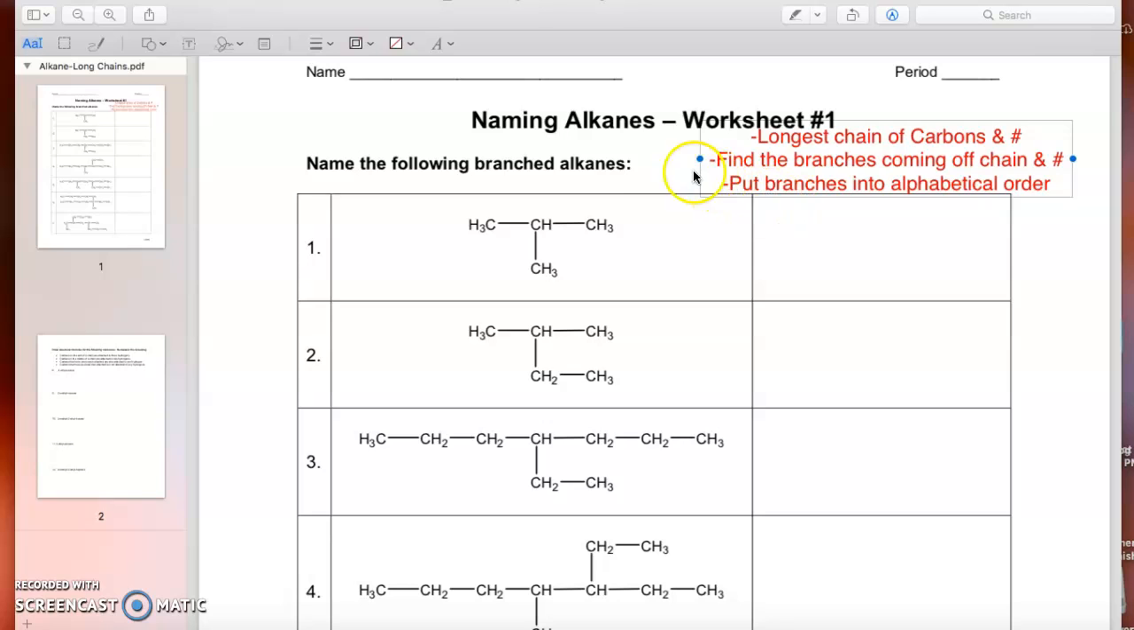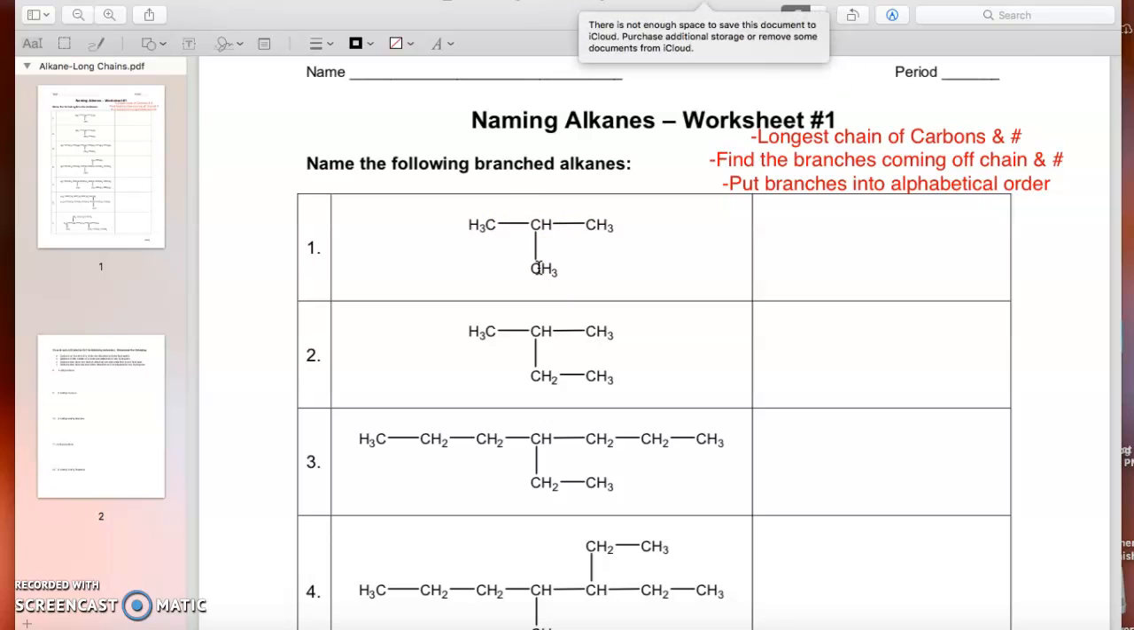All right, so we need to find the longest chain of carbons. I'm going to do it with a highlighter. So let's see. The first chain I can have is 1, 2, 3 carbons here, or I can do 1, 2, 3 carbons here. So for this first one, it doesn't matter which way I go, I can have 3 carbons either way. So let's just highlight these first 3 here.